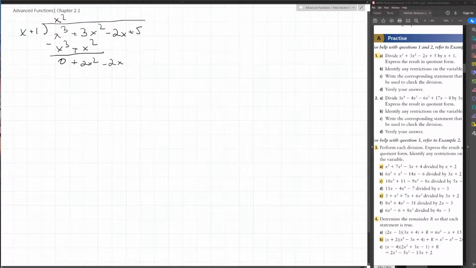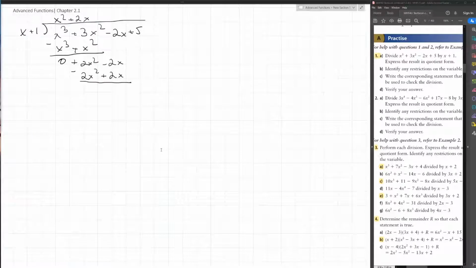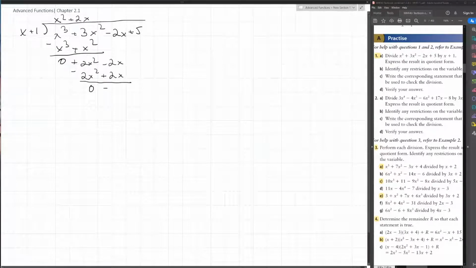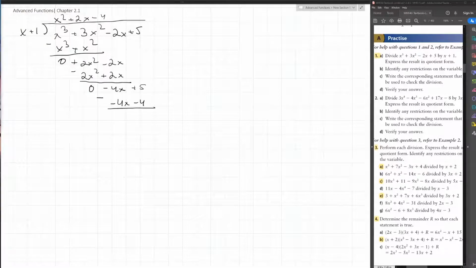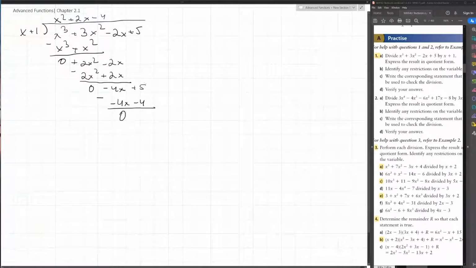How many times does x go into 2x^2? Well, it goes in 2x times. So then we have minus 2x^2, and then 2x times plus 1 is equal to plus 2x. And so we get 0, and then minus 4x. With negative 4x, we have to do minus, so we have minus negative 4x, and then negative 4 times plus 1 is negative 4. Also, we forgot to bring down the 5. So what we get is 0, and then plus 5 minus negative 4 is equal to positive 9. And here is our full solution.